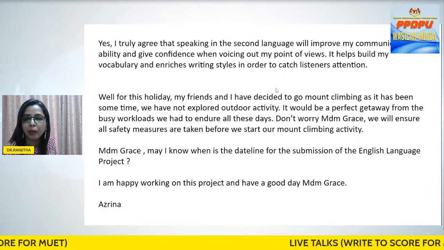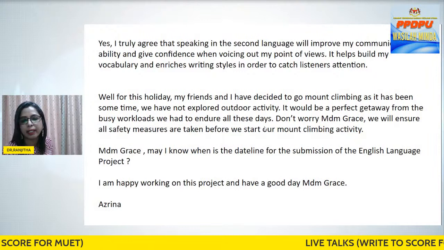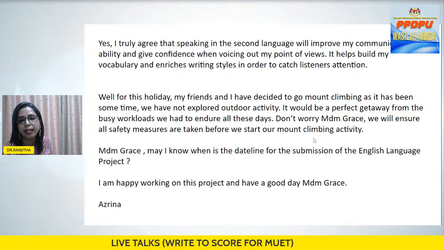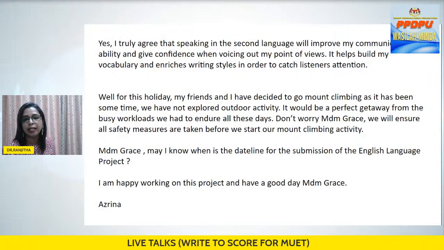Then explain why: we have not explored it, and it will be a perfect getaway from the busy workloads we had to endure all these days. Don't worry, Madam Grace, we will ensure all safety measures are taken before we start our mountain climbing activity. So the idea is organized, answering one part after another part. There should be a flow.